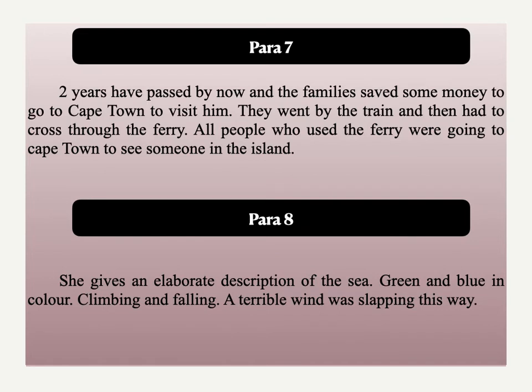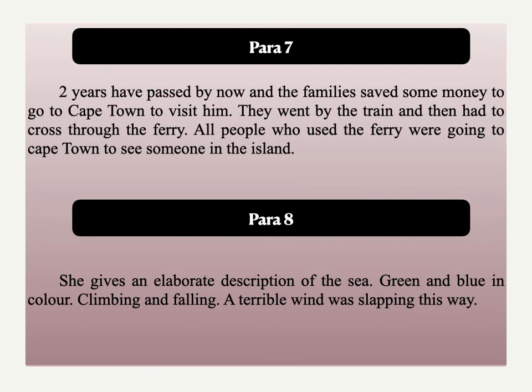Now she says 2 years have passed by now and the families saved some money to go to Cape Town to visit him. She has already mentioned how her fiancé got imprisoned. Initially, he had gone to the town as a construction worker, and then he joined trade unions, and slowly he was becoming a transformed man, a political man. Finally, after the trial, he was imprisoned at a prison in Cape Town. They haven't seen this man for 2 years, and finally they save money to go to Cape Town to visit him.